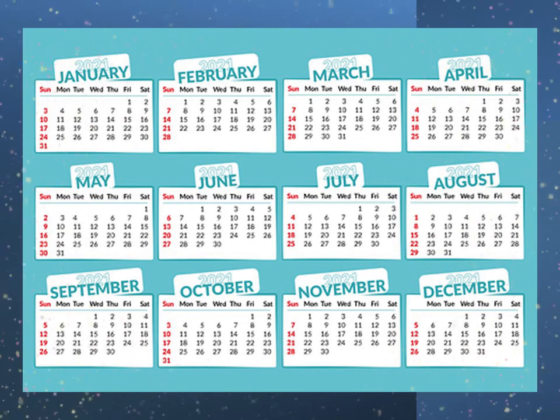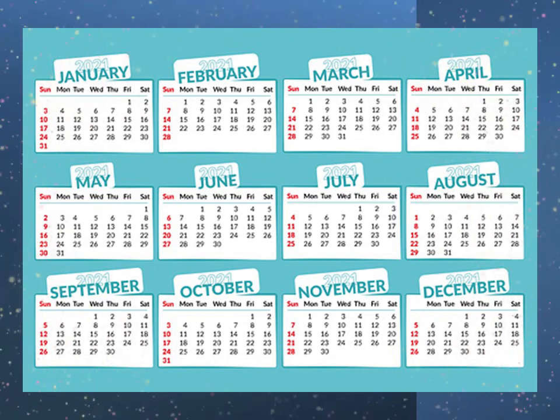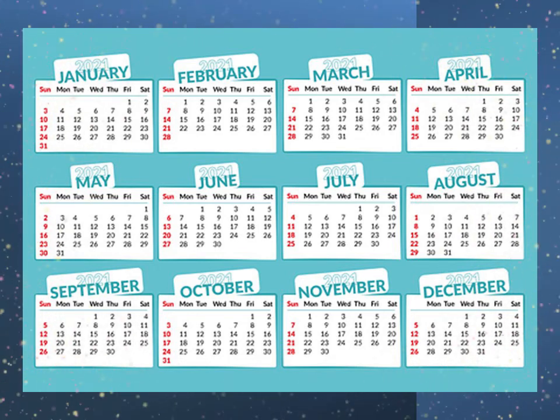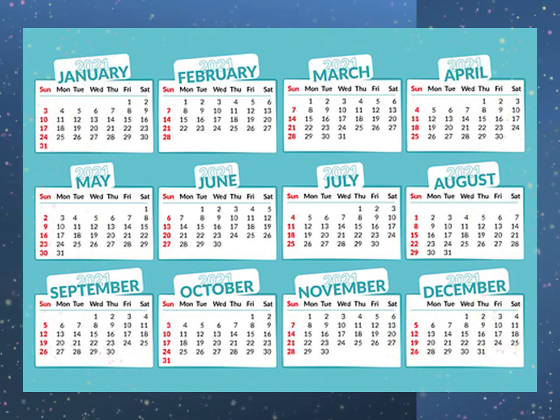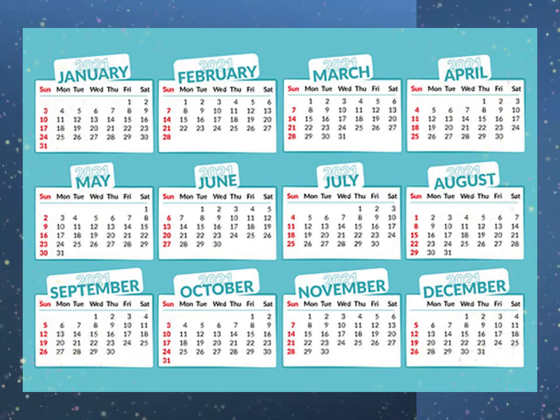Inform them that they can also be asked to compare amounts of time to one another. For example, which is longer, 5 decades or 90 years? Tell them that they will first have to convert the decades to years in order to compare the years.